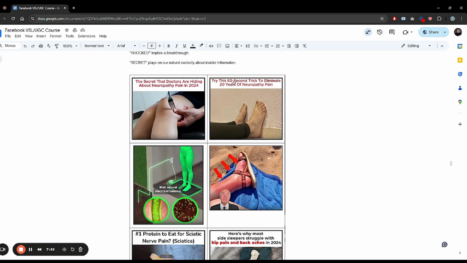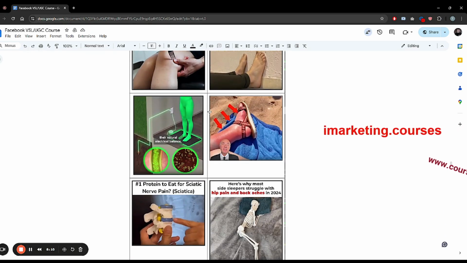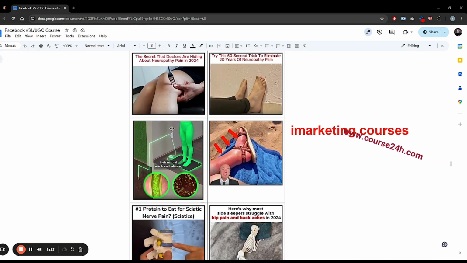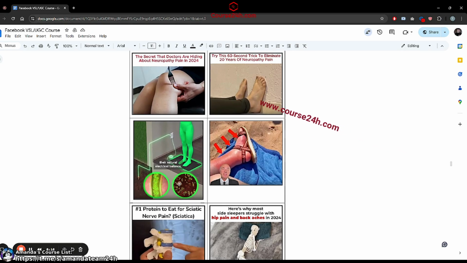Similar here, try the 60-second trick to eliminate 20 years of neuropathy pain. So it shows the feet, the main area of the neuropathy pain, and it shows them against the wall. So it implies that it's some weird exercise that they can try at home and they want to find out what it is. Here, you can have an animation explaining the process, and you see a person standing on the mat, the wire going through and going into the ground, and then it plays a video of what happens to the blood flow and the process in your body.